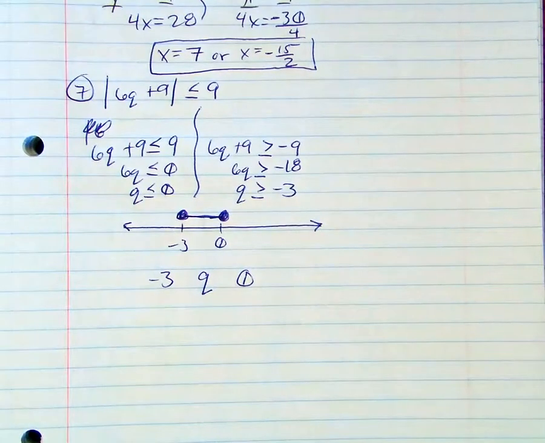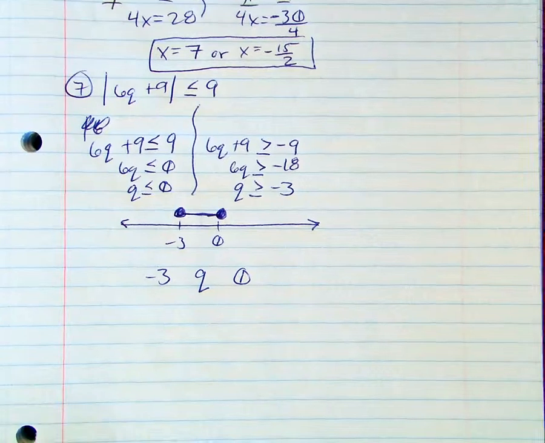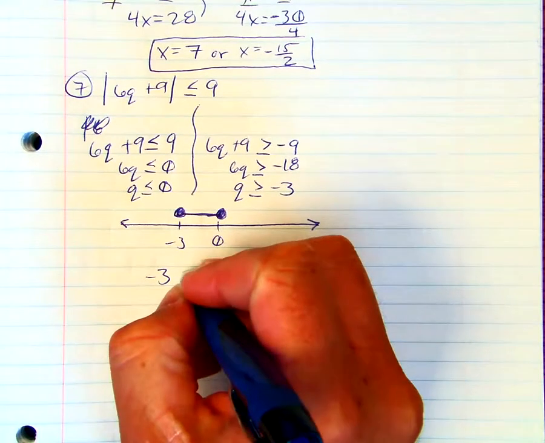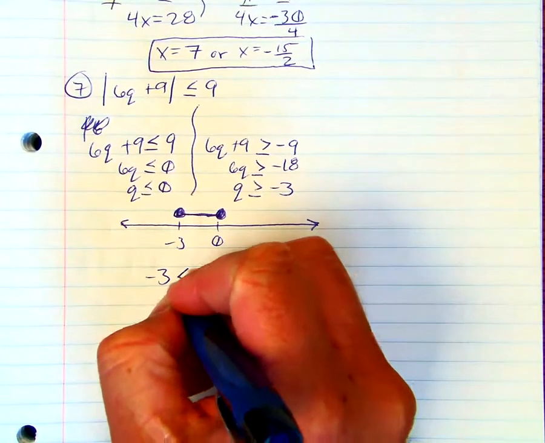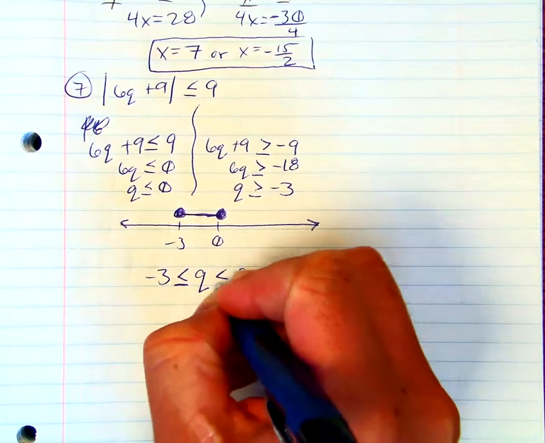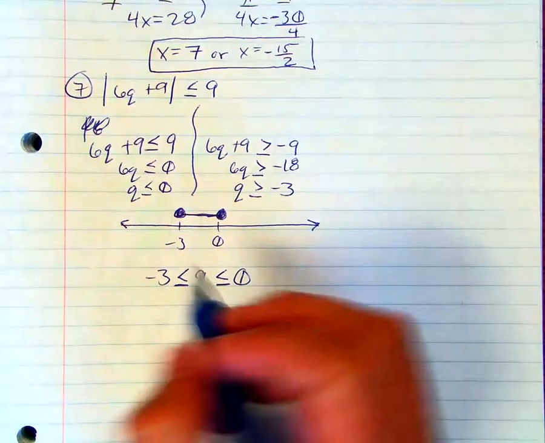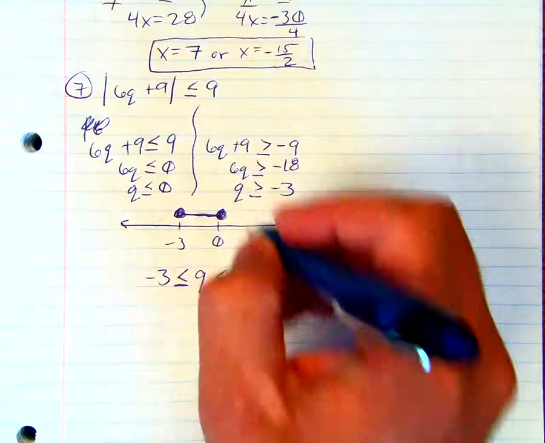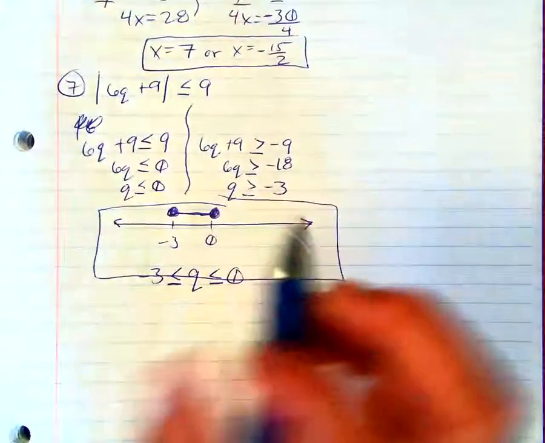When you do this, think about which symbols you need to have. Negative 3 should be less than all of this, and q should be less than or equal to 0. So the symbols do point this direction. So all of this would be your final solution.